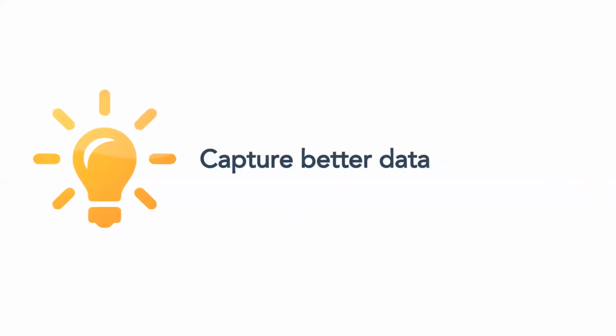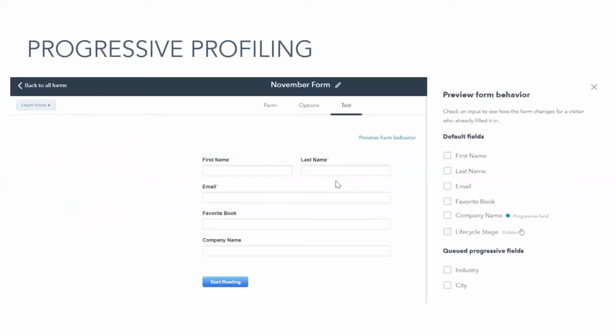And one of the ways to do this is to use what we call progressive profiling. If you haven't seen this before, progressive profiling is just a way to make your forms on HubSpot smart. Okay, you're going to make them intelligent.